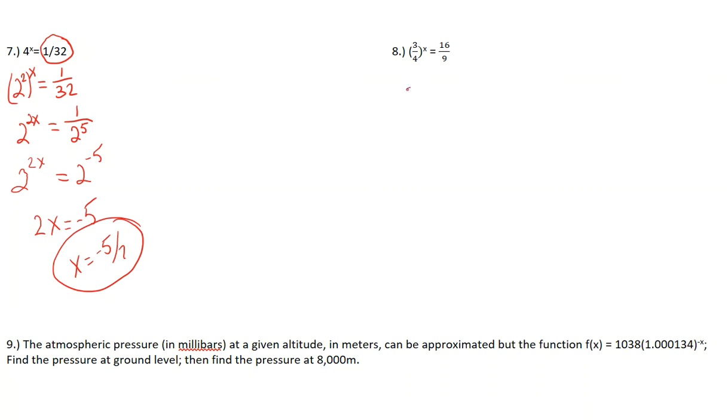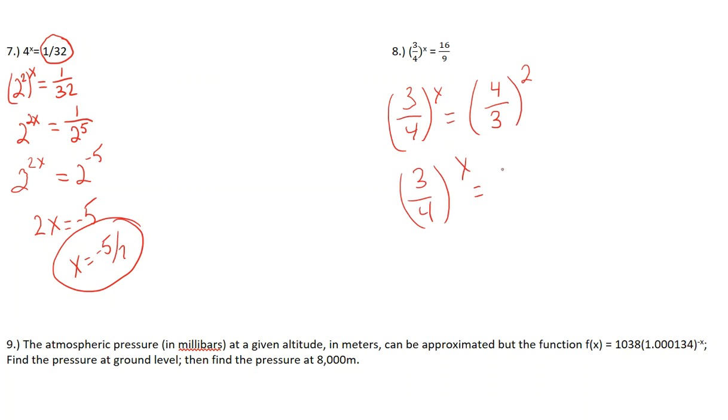I'm going to do something very similar with the last one. I know that 16 and 9 are perfect squares, so I can take out an exponent of 2 from both of these, so then it's 4/3. And if you notice that the bases are just reciprocals, I can do 3/4 to the x power equals, and then I can flip these around and change this to a negative, because that moves them around, so x equals -2.